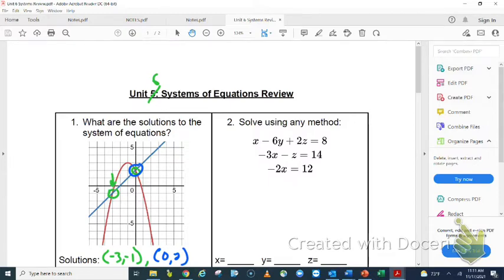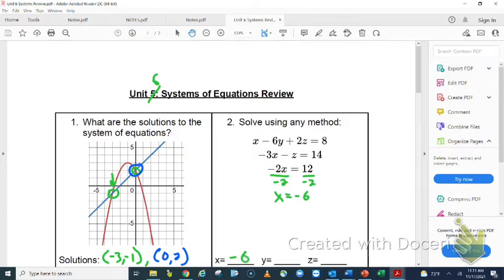Looking at this, solve using any method. If it says that, you can use a matrix to do that as well. I'm not going to use a matrix though, because this is set up nicely to use substitution. I can solve for x here. I get x equals -6. I'm going to go ahead and put that down here.